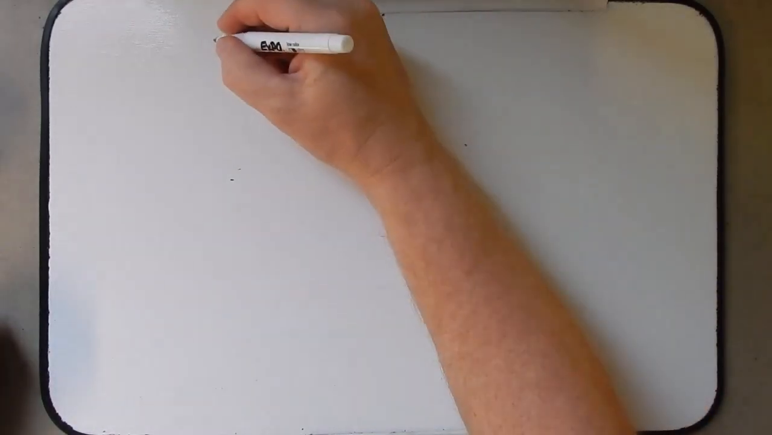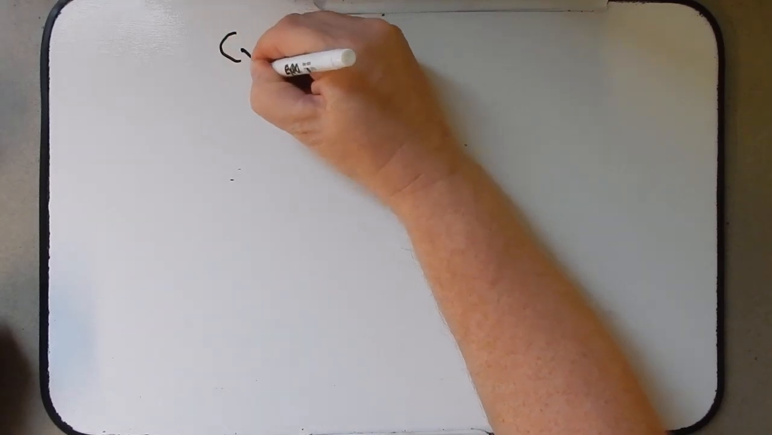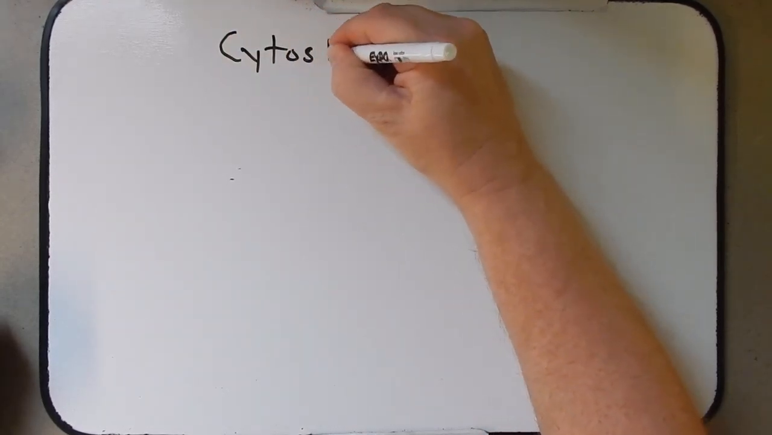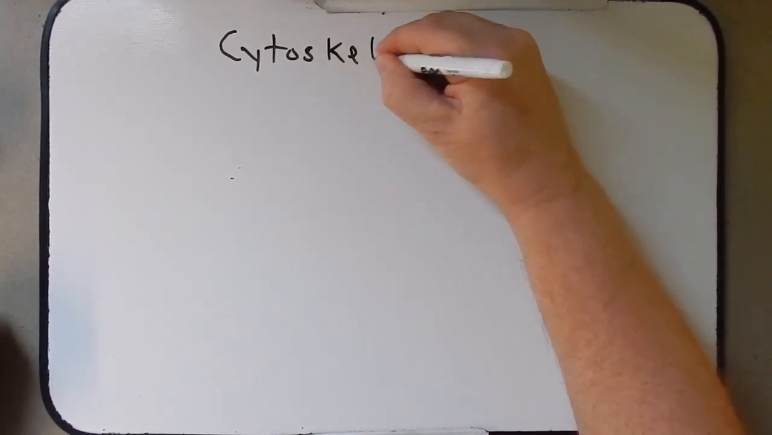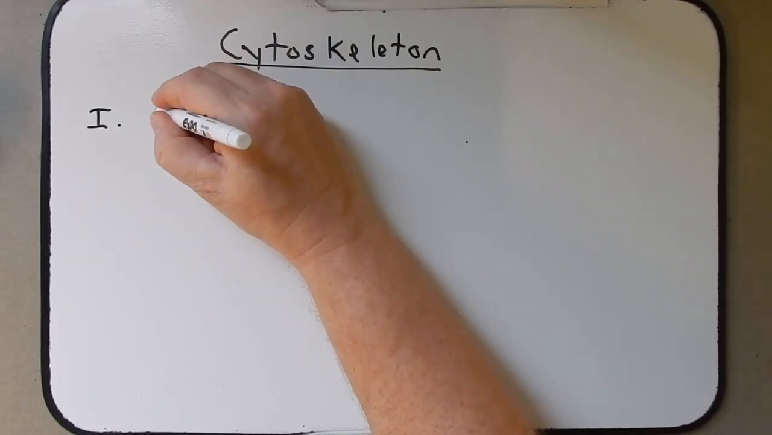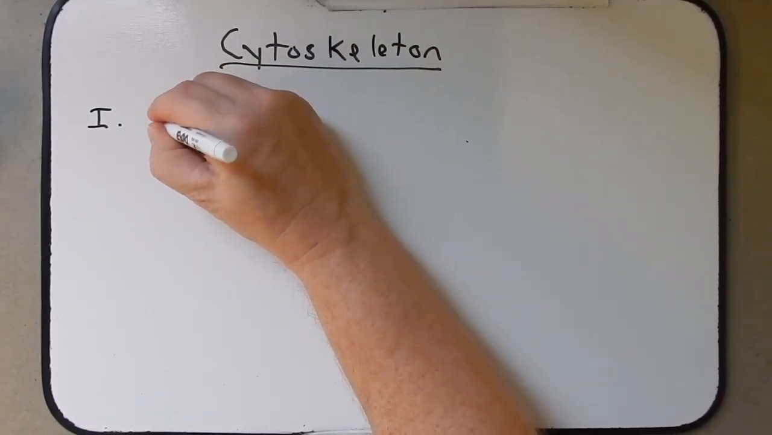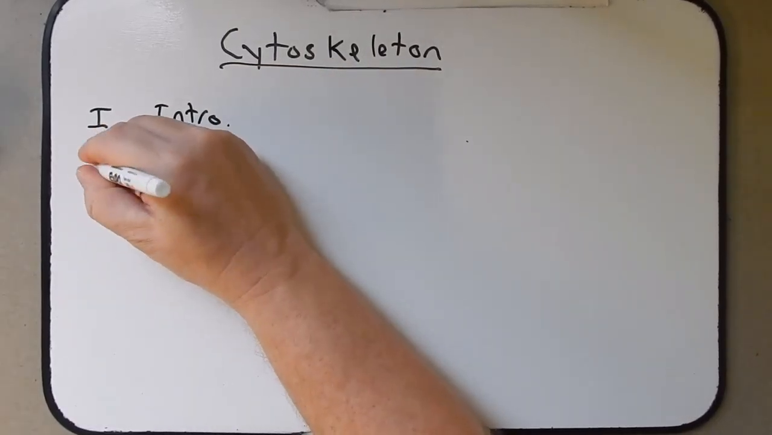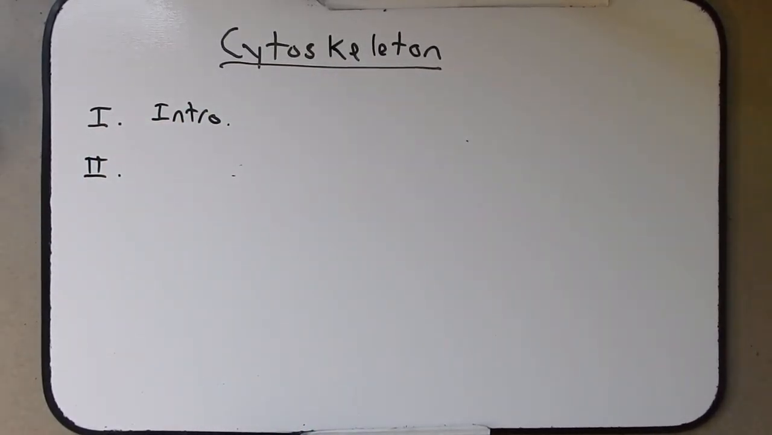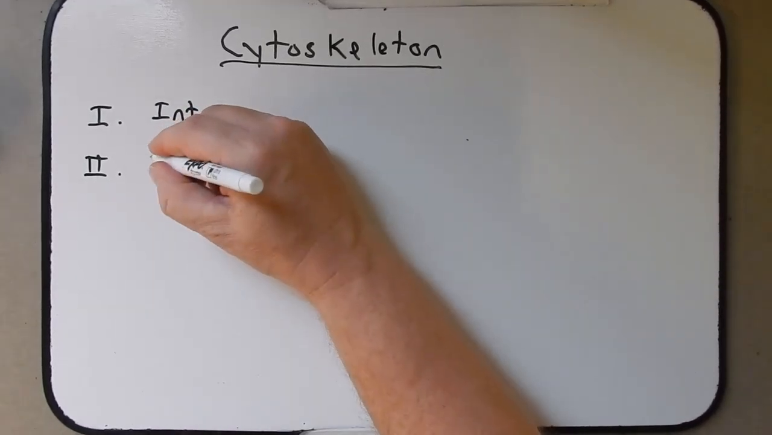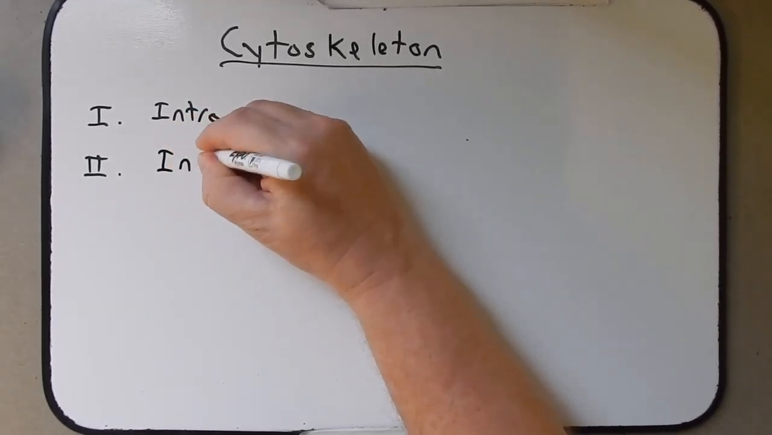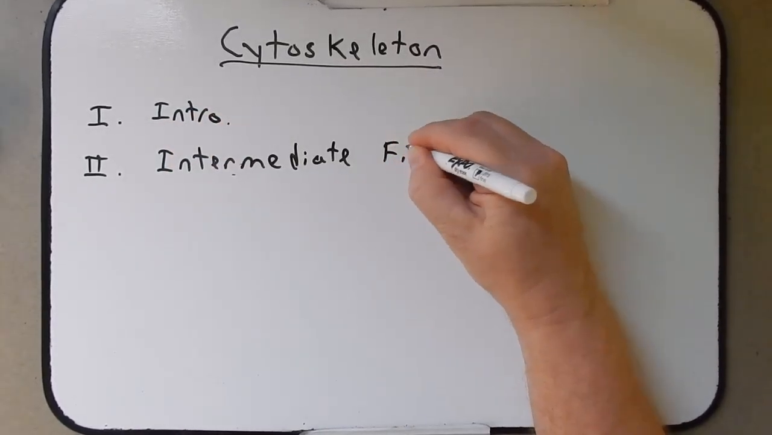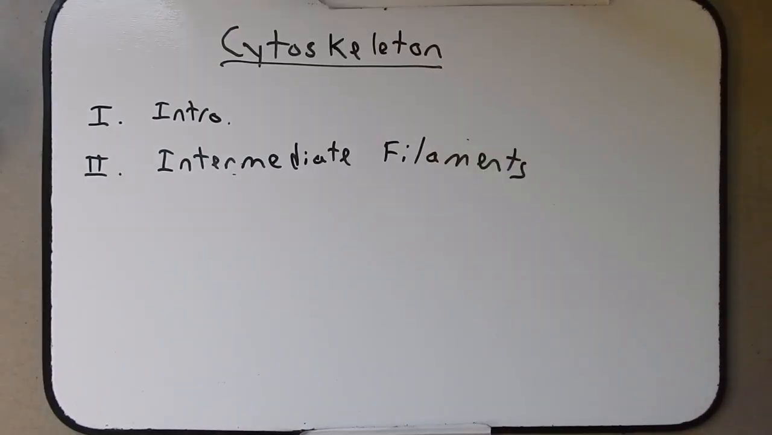In this podcast we're going to talk about the cytoskeleton. In fact, in the next several podcasts we'll talk about the cytoskeleton. Today I'm going to talk about a brief introduction to the cytoskeleton, and then I'm going to focus on the first type of the cytoskeleton called Intermediate Filaments. So let's go ahead and get started.